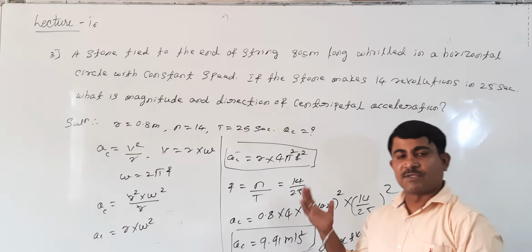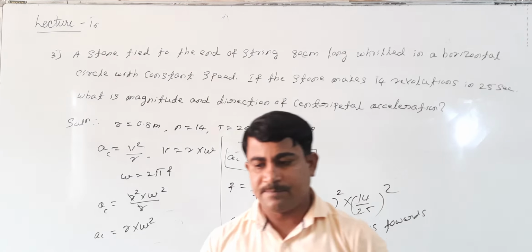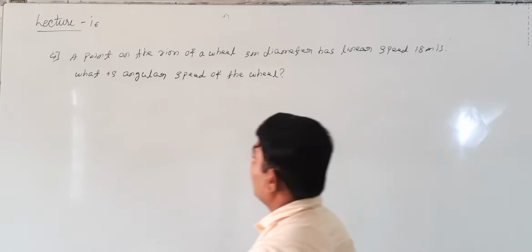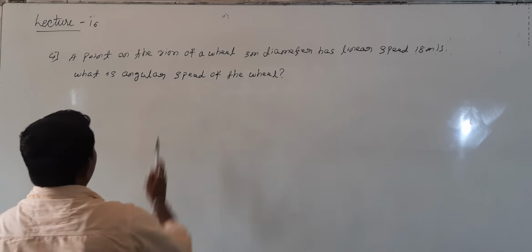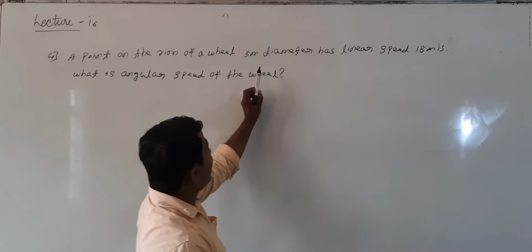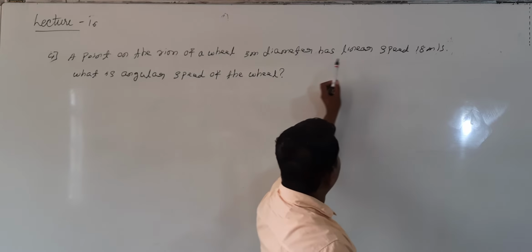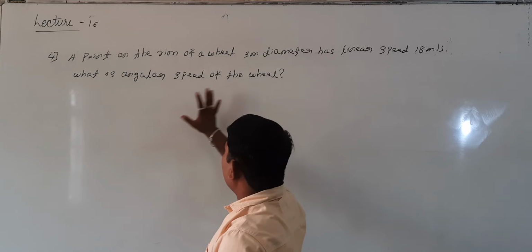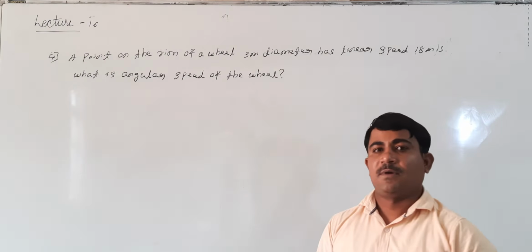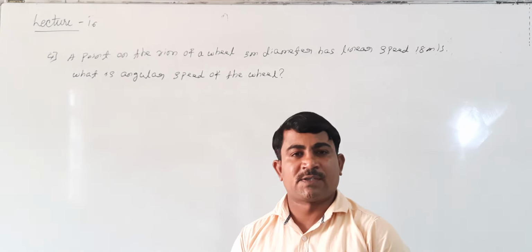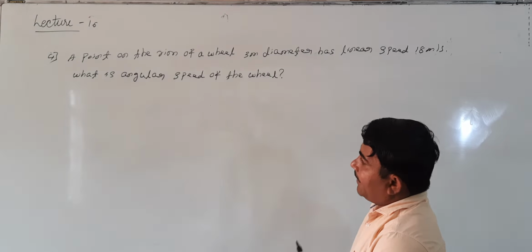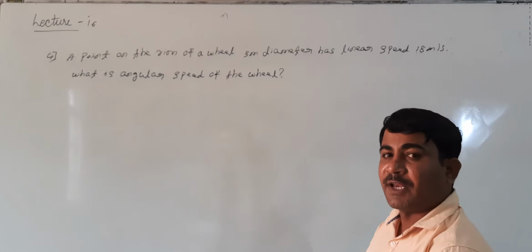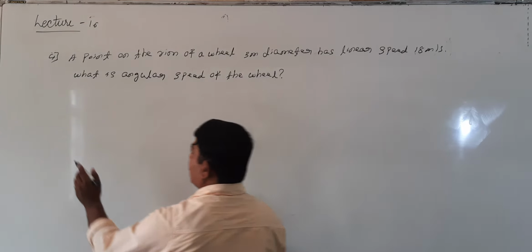Right. Copy this numerical, students. So you will see one more numerical. Okay, students, one more numerical. A point on the rim of a wheel 3 meter diameter has linear speed 80 meter per second. What is the angular speed of the wheel? The numerical is very simple. You can solve it directly. A point on the rim of a wheel 3 meter diameter. Shall I go for the solution here?